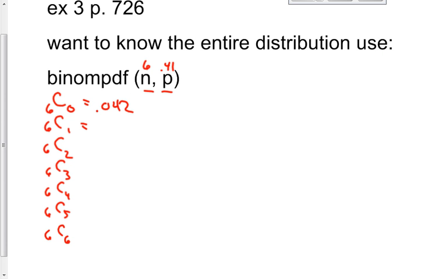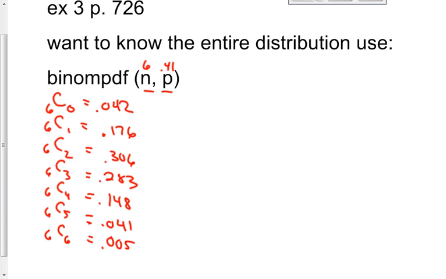Okay, so the first one was 0.042. Then we have 0.176, 0.306, 0.283, 0.148, 0.041, and 0.005. This is the entire distribution. Survey 6 households. These are the responses for each of those 6.